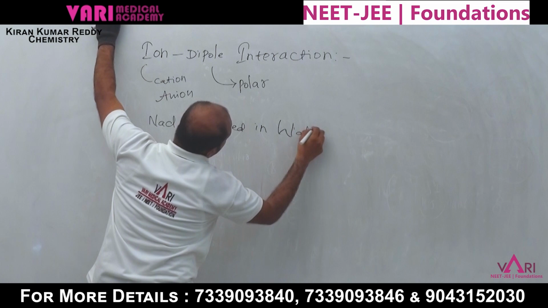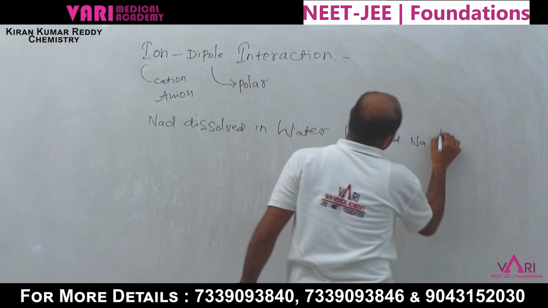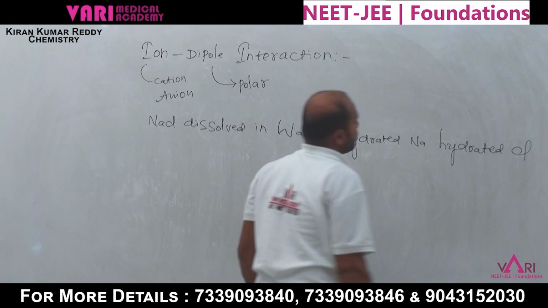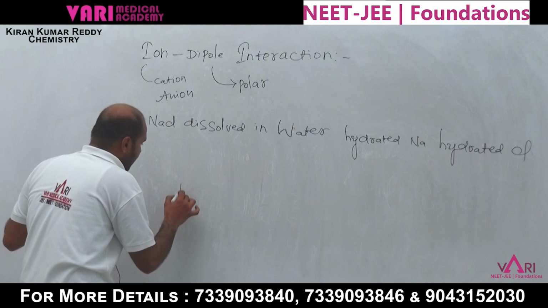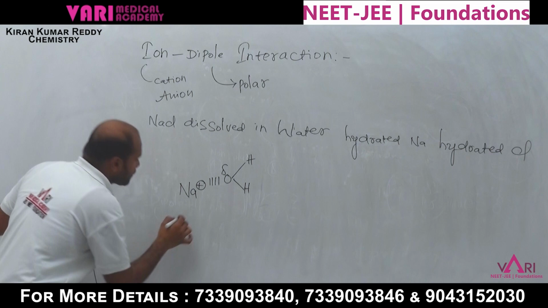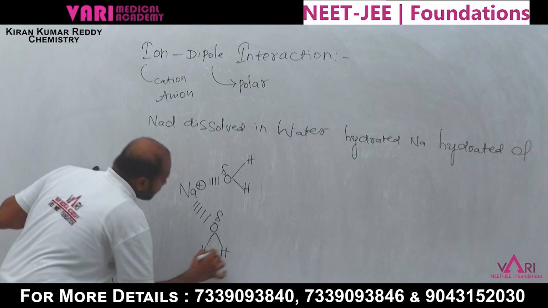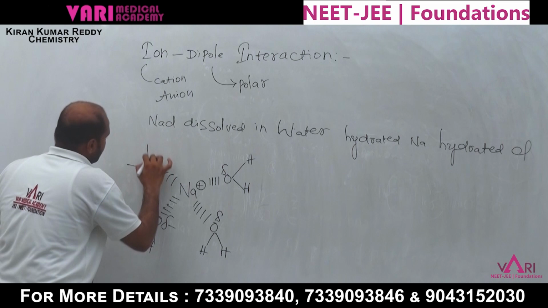Now hydrated sodium and hydrated chlorine are formed. The example of ion dipole interaction is NaCl dissolved in water to form hydrated sodium and hydrated chlorine. Na plus dissolved in water interacts with the negatively charged oxygen atom of water. The next one also interacts with the negatively charged oxygen atom of a water molecule, and this type of attraction is called ion dipole interaction.